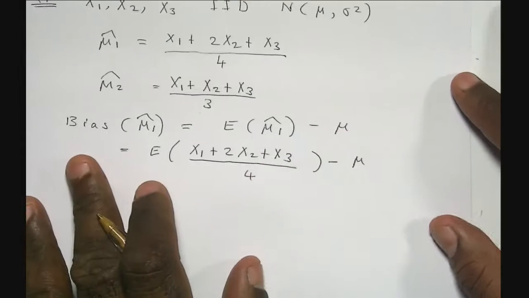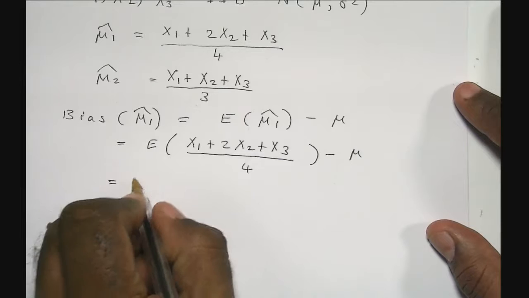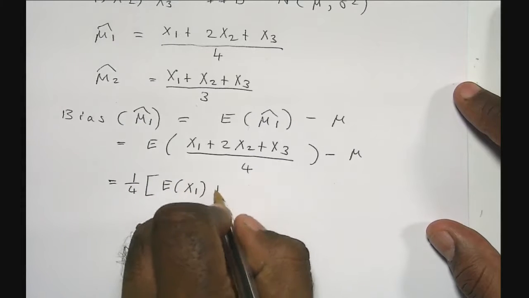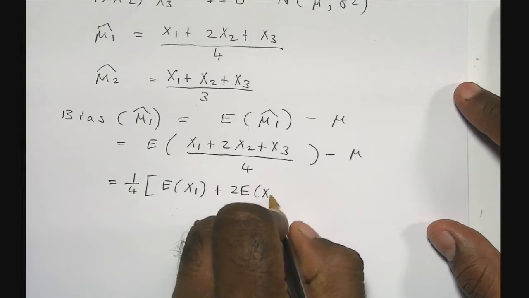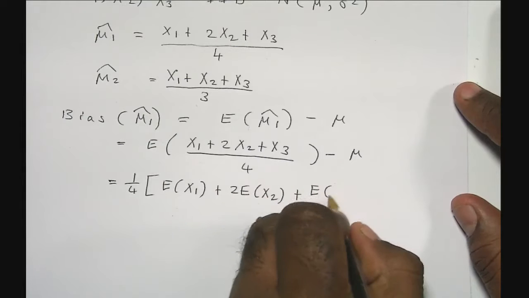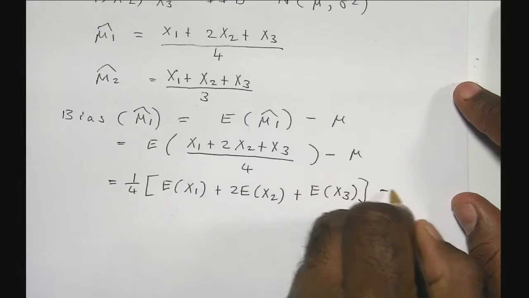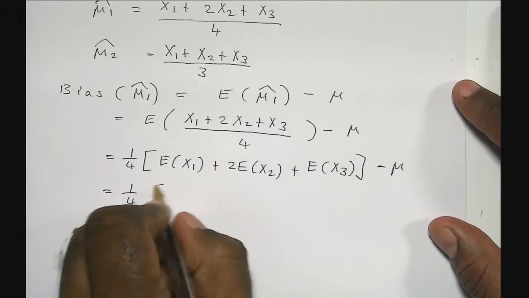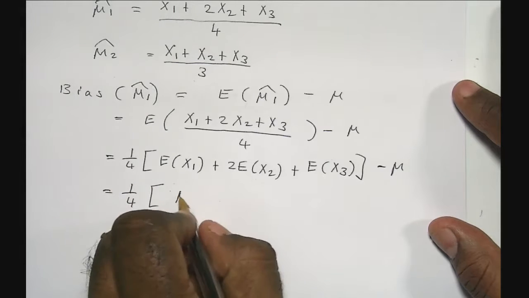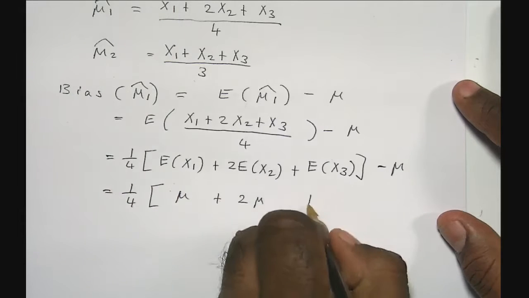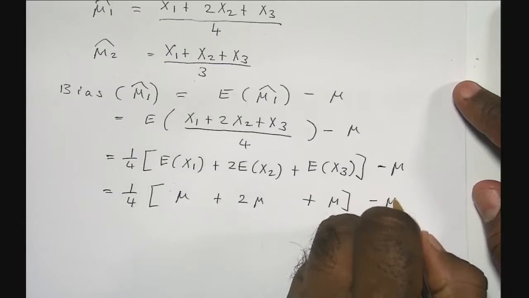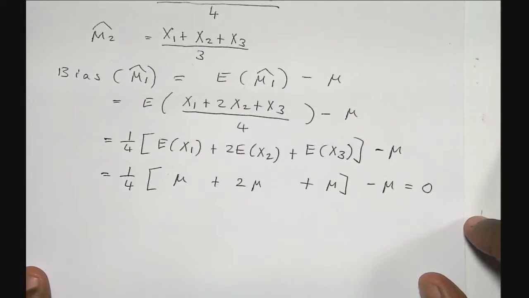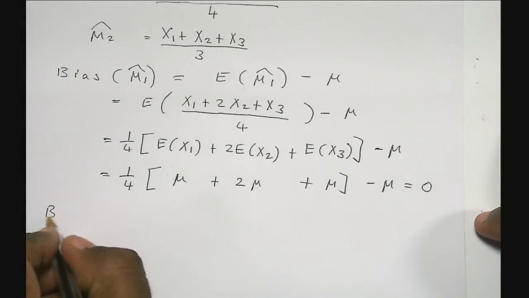And this is a quarter times the expectation of x1, which is mu, plus 2 mu, plus mu, minus mu, which is 0. So the bias of the first estimator is equal to 0. Now let's see the second estimator.